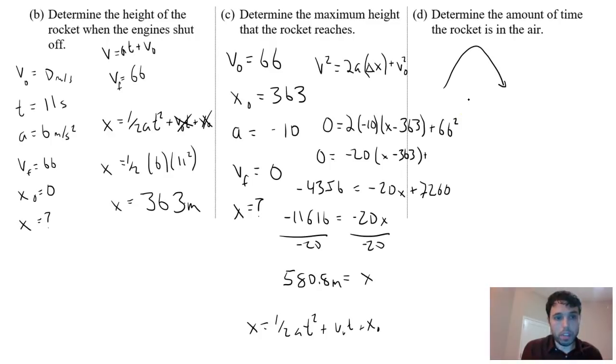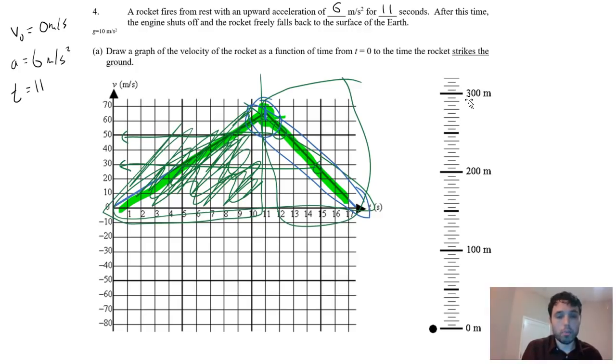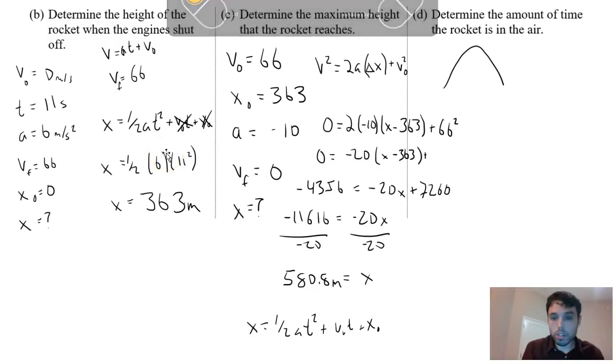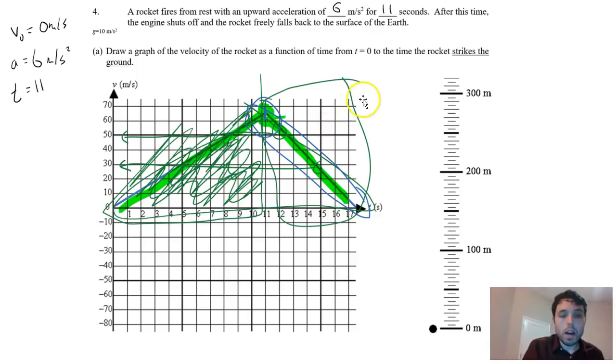Let's go back to here real quick. That's this giant mess of a graph. All right, so the equation that we've been using a lot, this guy right here, x equals 1/2 at squared plus v naught t plus x naught. Okay, that guy only works when acceleration is constant, right?